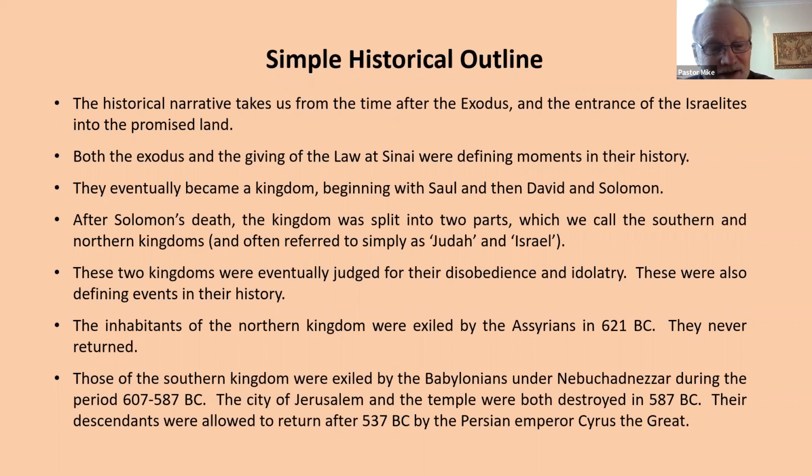The inhabitants of the southern kingdom were exiled by the Babylonians under Nebuchadnezzar, the Babylonian emperor, during the period 607 to 587 BC. So it wasn't a single event, rather it was a series of events that happened over the period of 20 years. The first exiles were taken away in 607 BC, and the temple was finally destroyed and the city was destroyed in 587 BC. But the descendants of the southern kingdom were allowed to return after about 537 BC by the Persian Emperor Cyrus the Great.